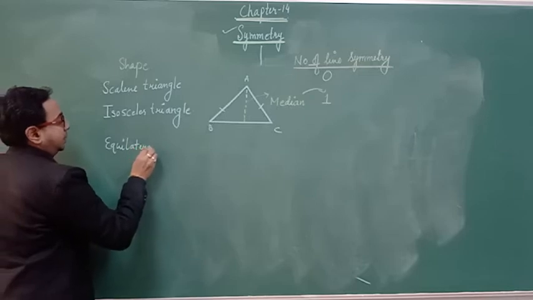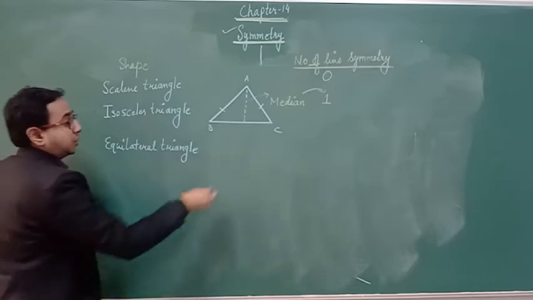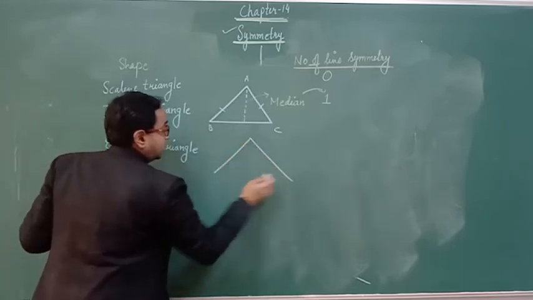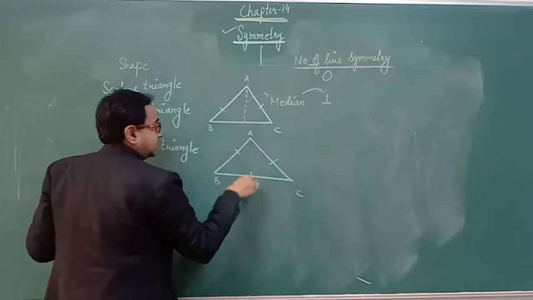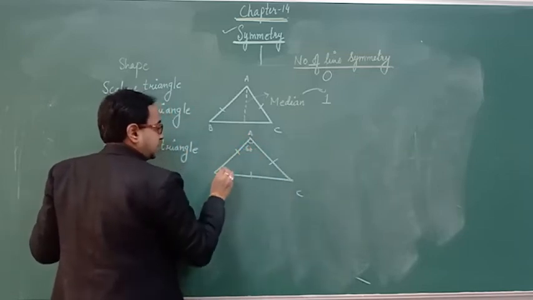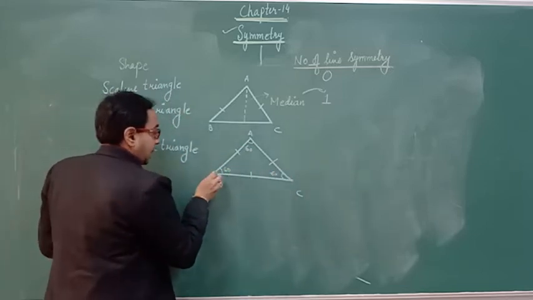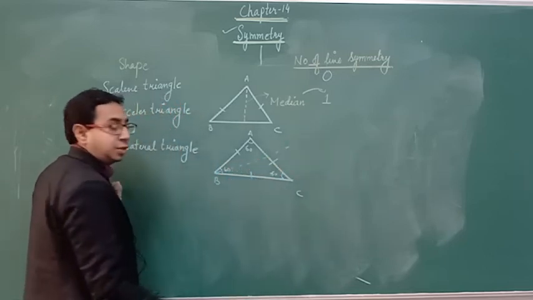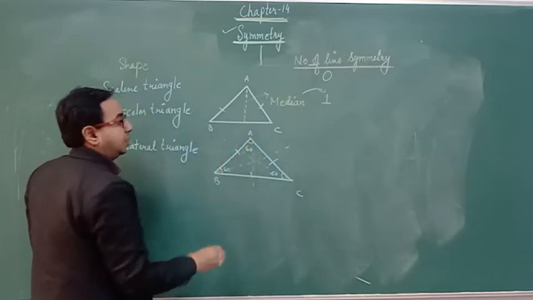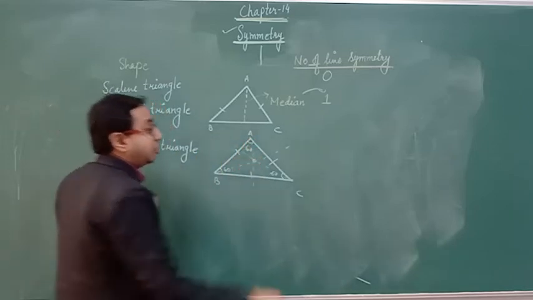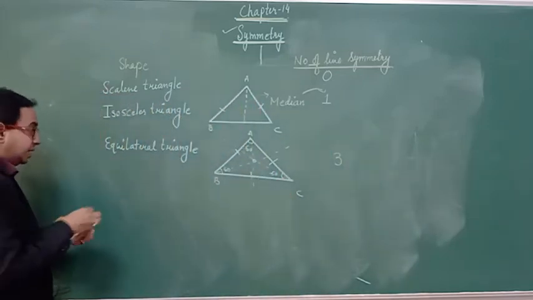Equilateral triangle. We already know the property that all three sides are equal and each angle is 60 degree. A, B, C. Each angle is 60 degree, 60 degree, 60 degree. How do we do it? Let's see. One line of symmetry, another line of symmetry, another line of symmetry. How many lines of symmetry do you find? 3 lines of symmetry. So 3 lines of symmetry are there in an equilateral triangle. Next, rectangle.